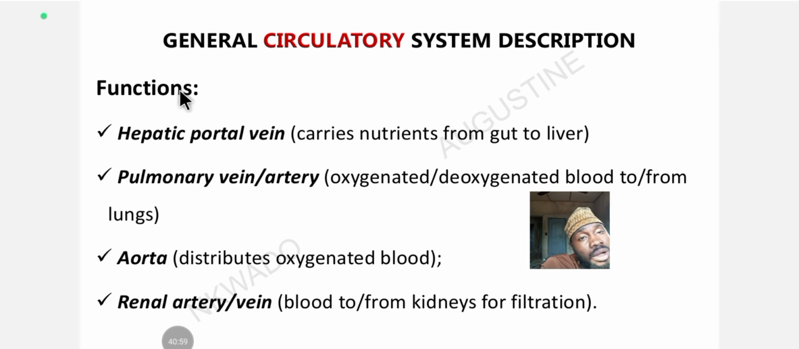All right, general circulatory system description: the functions of the parts, or vessels, of the circulatory system. It includes the hepatic portal vein. It carries nutrients from the gut to the liver. So it is through this hepatic portal vein that the liver receives nutrient-rich blood that the liver then transports throughout the body.